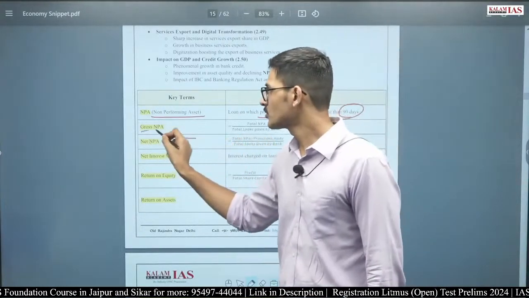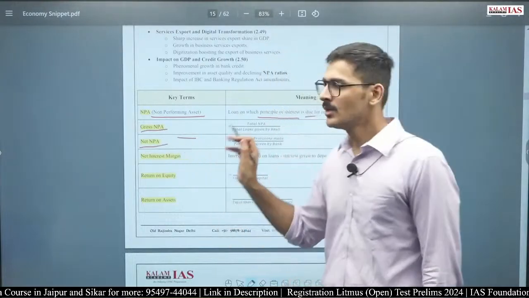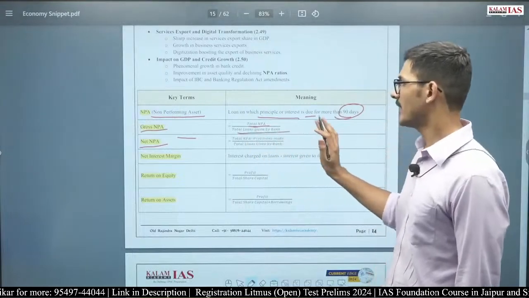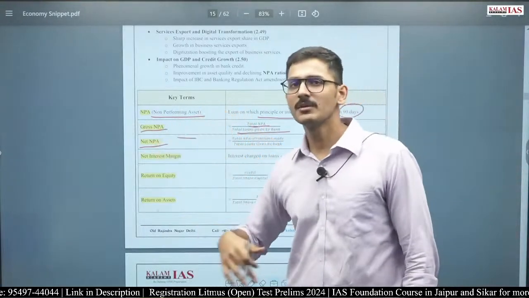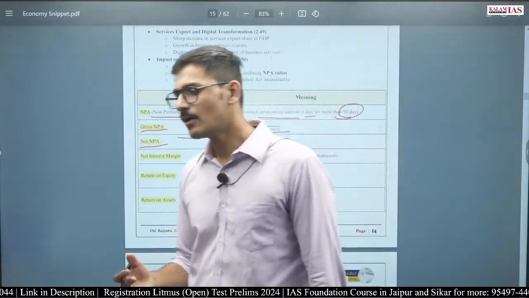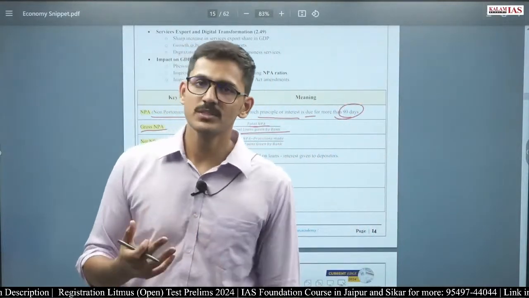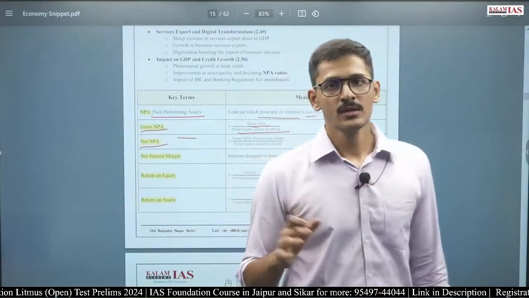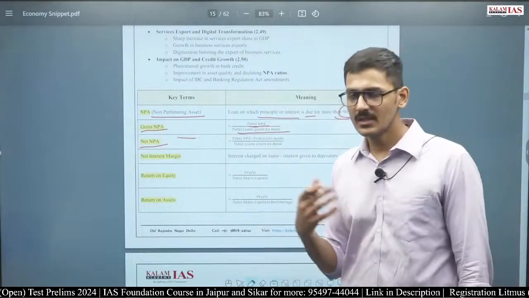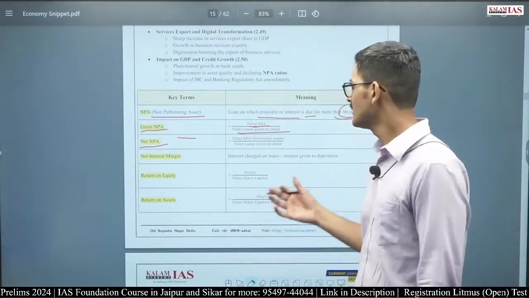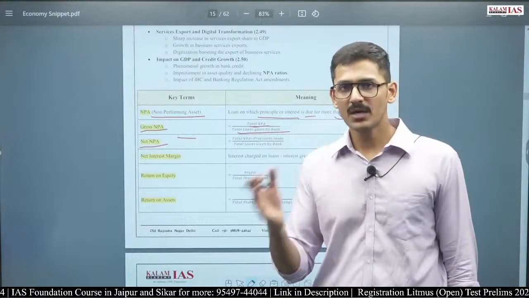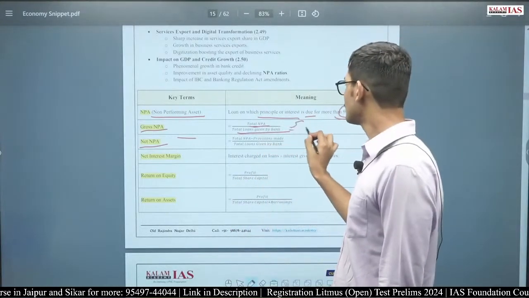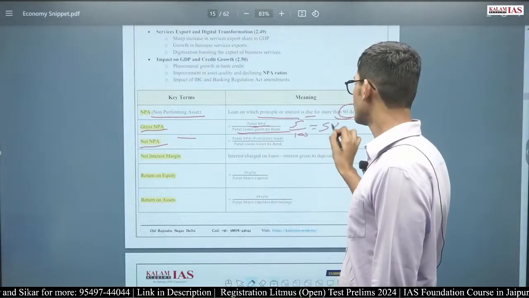Now there are two terms, gross NPA and net NPA. Gross NPA is total NPA divided by total loans given by the bank. So basically, if the bank has given 100 rupees loans, and out of those 100 rupees, 5 rupees loans have come in the category of NPA, because the borrowers have not paid the dues, the interest or the principal for more than 90 days, then we will say that those 5 rupees have become part of NPA. Now the gross NPA of that particular bank is 5 upon 100 equals to 5%.